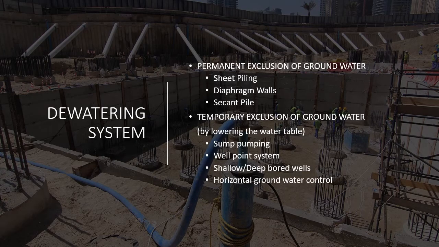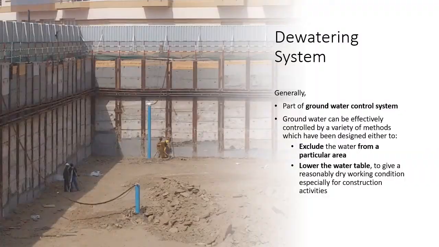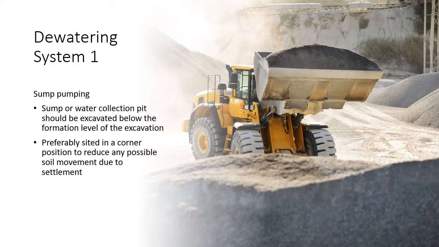The third element of basement is dewatering system, such as sump pumping, well point system, shallow or deep bore wells, and horizontal groundwater control. Dewatering system is part of groundwater control system. The function is to exclude the water from a particular area and lower the water table. Sump pumping. Some water collection pits should be excavated below the formation level of excavation, preferably sited in a corner position to reduce any possible soil movement due to settlement.